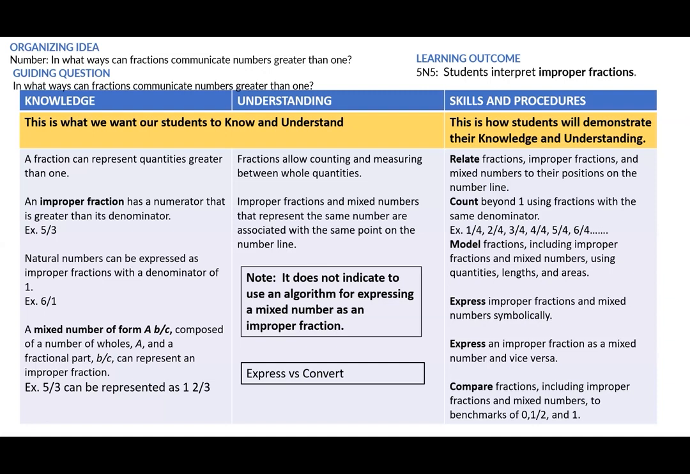And then express improper fractions and mixed numbers symbolically, and express an improper fraction as a mixed number and vice versa, and then compare those, comparing mixed numbers and improper fractions on the same number line. And that's probably the best place. You can do it using circles or area, but a number line seems to work really well. So basically, you need to have a good grasp of what an improper fraction is, what a mixed number is, and how they are related. And that's what the students will do.